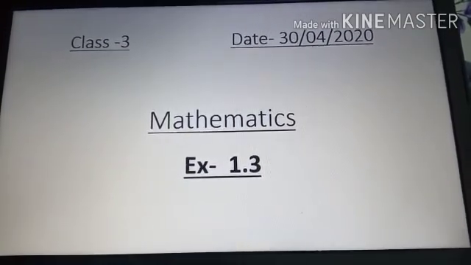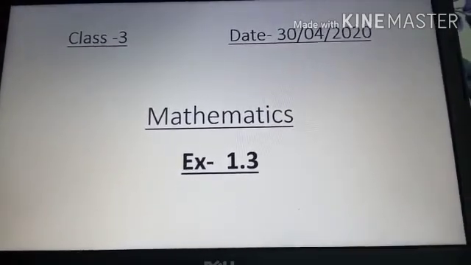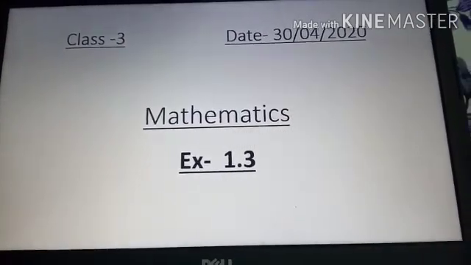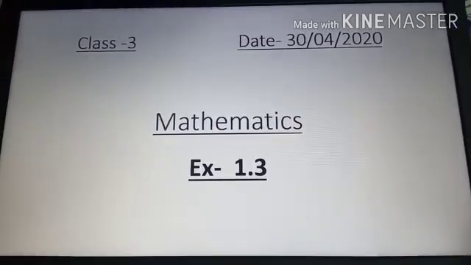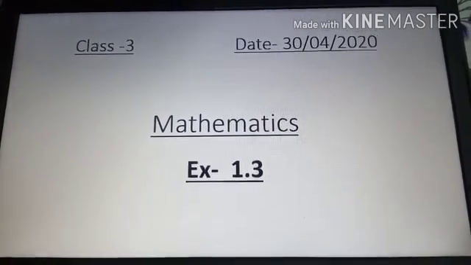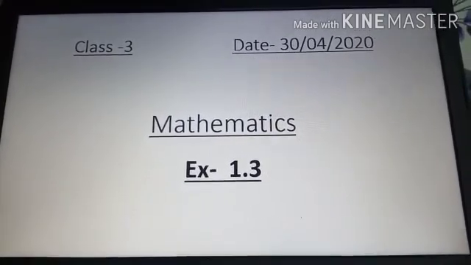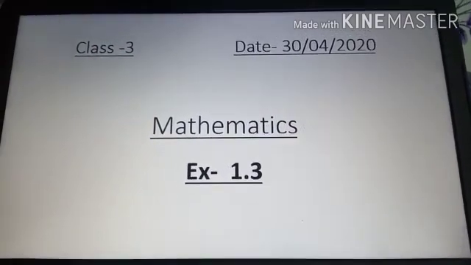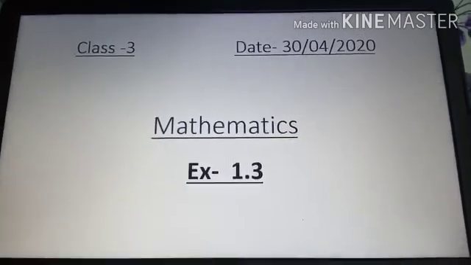Today in our math class, we will continue our exercise 1.3. In our last class, what have we done? Yes, we have read about even numbers and odd numbers. Okay, let us recall.